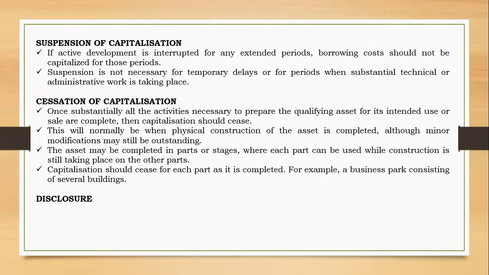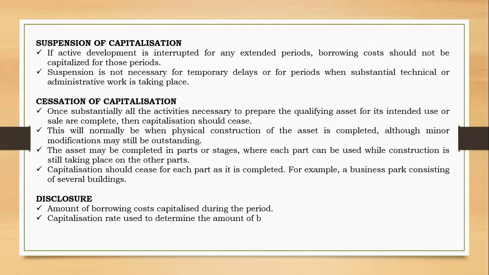Then the last point is about disclosure. Let's say you're going to the notes of the financial statements and you need to say something about borrowing costs. What to disclose, first of all, is the amount of borrowing costs capitalized during the period. We just specify whether they come from general borrowings or from specific borrowings. But also the capitalization rate used to determine the amount of borrowing costs should be stated, right?